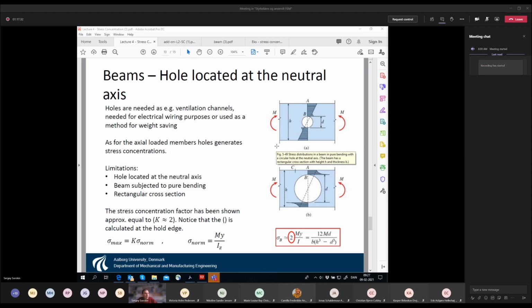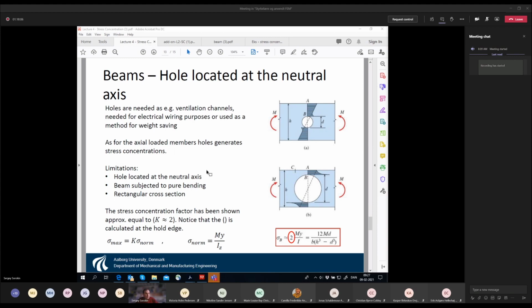In bending, we ignore shear stresses. If you remember, probably from what you had before, you have what is called pure bending, where the shear stresses are zero, and then non-uniform bending, where you have both normal stresses and shear stresses. The analysis of stress concentration for beams with holes is only concerned with pure bending. So we say that the influence of shear stresses is negligible.